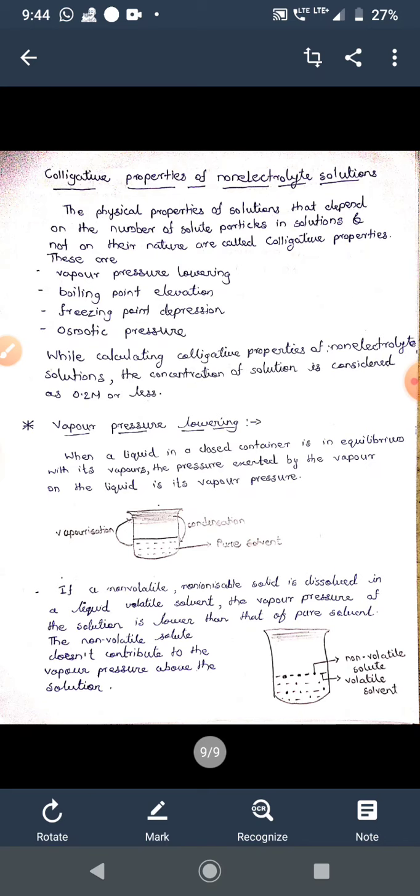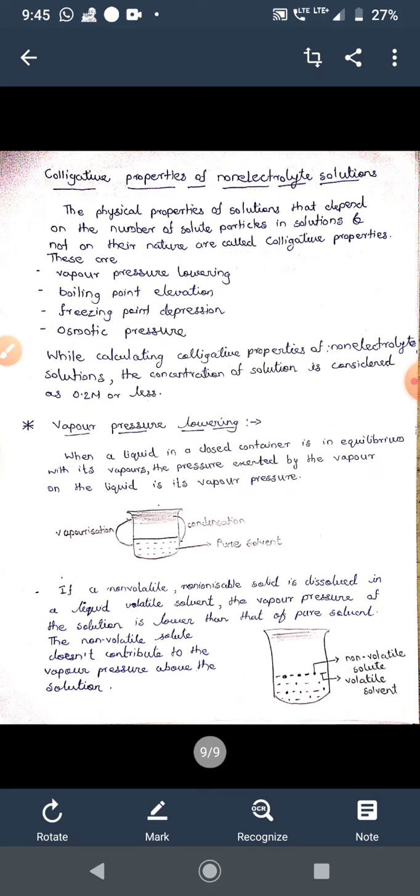Now we will move on to the next part of the solution chapter, that is colligative properties of non-electrolyte solutions. Basically, what are colligative properties? Colligative properties are the physical properties of the solution, and these properties depend upon the number of solute particles in the solution and not on the nature of the solute particles. All such properties which depend upon the number of solute particles are called colligative properties.